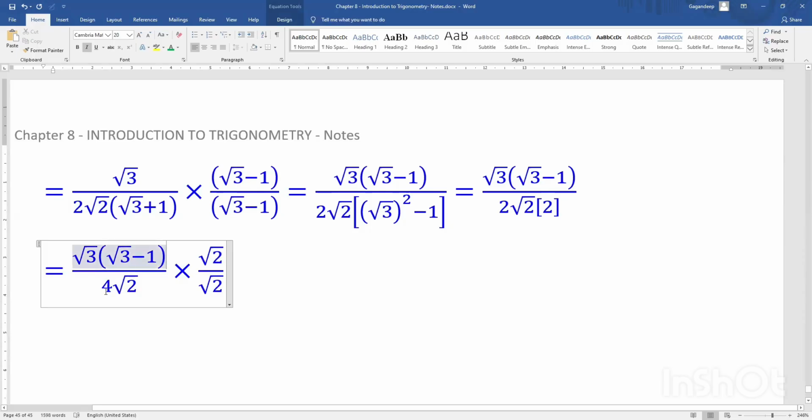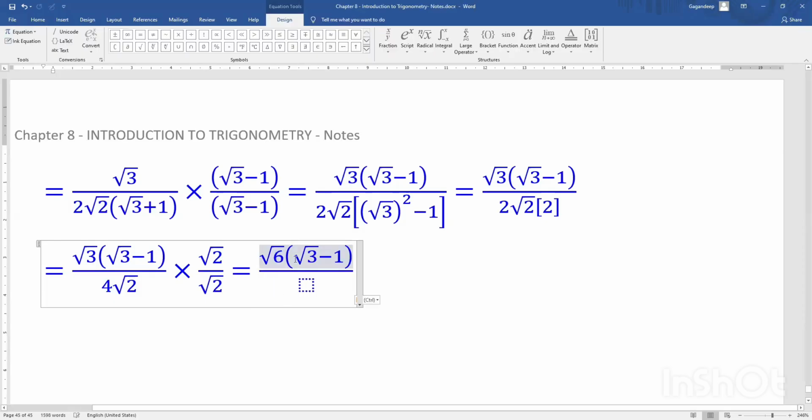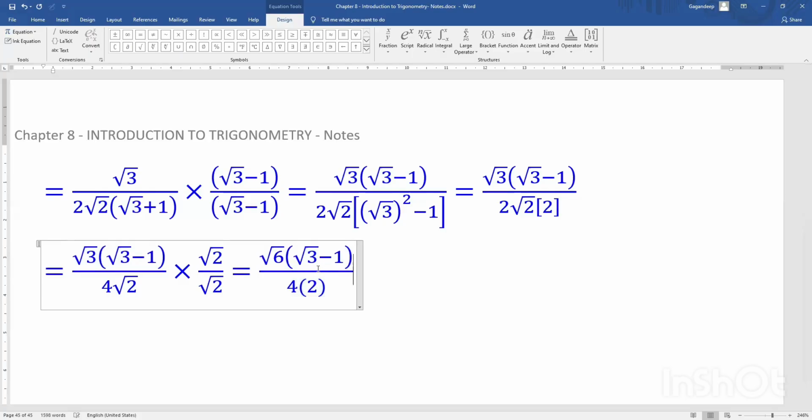It will remain as it is. And then denominator 4 into root 2 becomes 2. So that means 4 into 2 you get, in fact. Let me write that step. So here in the numerator, you get root 6 into root 3 minus 1, and denominator you get 4 into 2. So now what I do is I just multiply here.